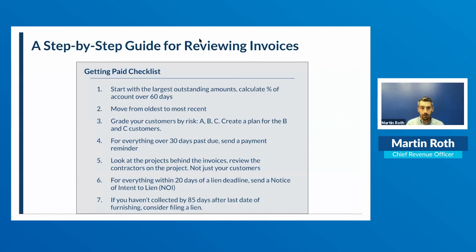Number 4, for everything over 30 days past due. So if you're given net 30 terms and it ages another 30 days, send a payment reminder. This is a really simple thing. If you're not automatically sending payment reminders based on a trigger, it can be polite, it can be friendly, just a reminder to get to the top of the inbox.